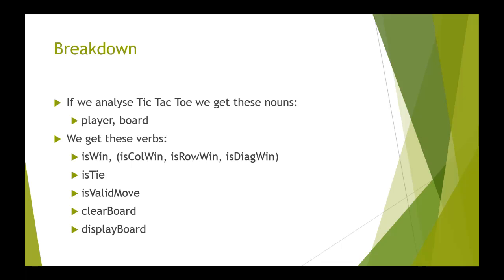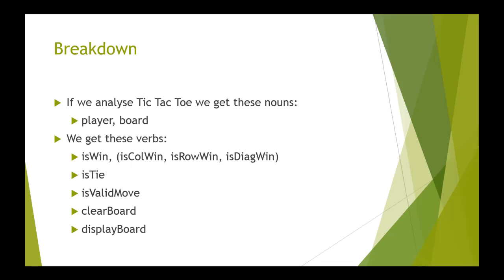Player is a trivial object. It's really just a string variable. It's either X or O, so we're not going to write a class to do that. Board, on the other hand, is a fairly sophisticated data object. So the board has the 9 compartments. It has some related methods that are tied to it.